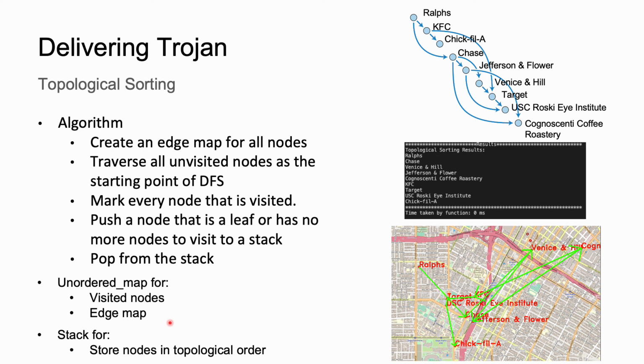The last function is delivering children that uses the topological sorting algorithm. I used a stack to store nodes in topological order and reduce runtime. Here is an example with 9 nodes and 11 edges. This final road of the delivering children is shown on the map.